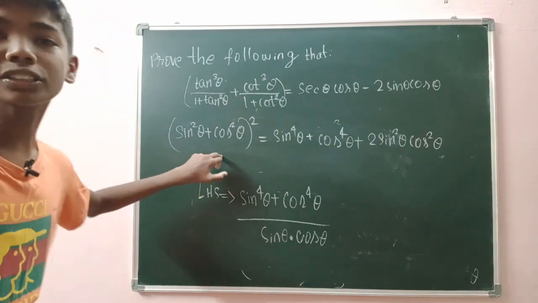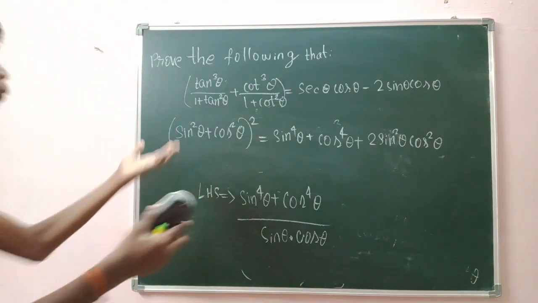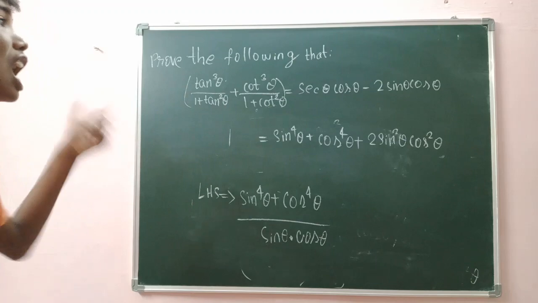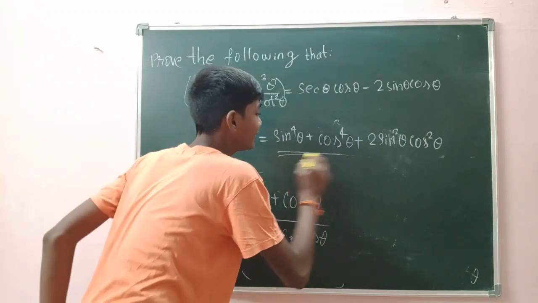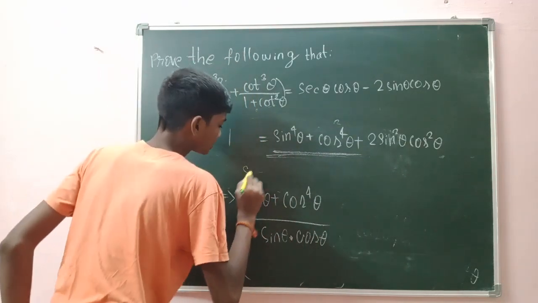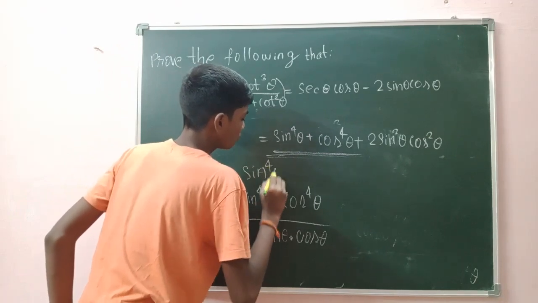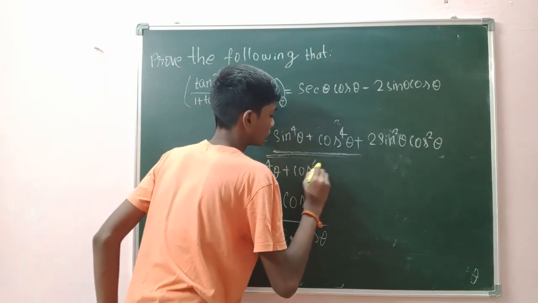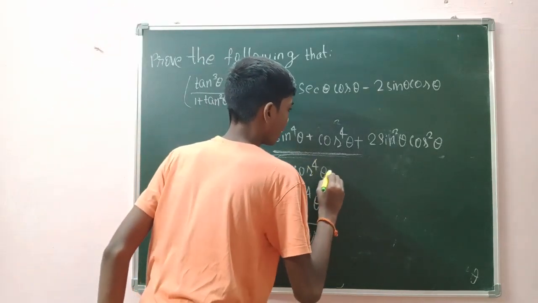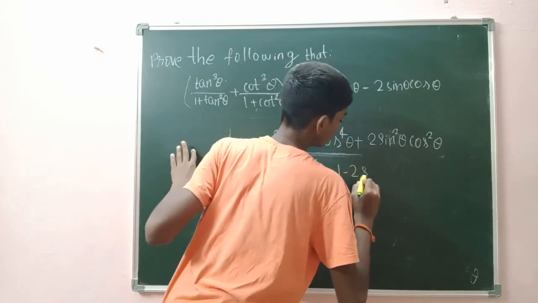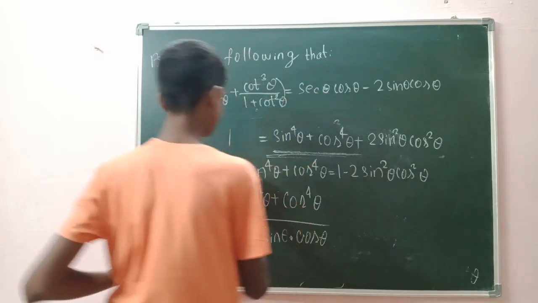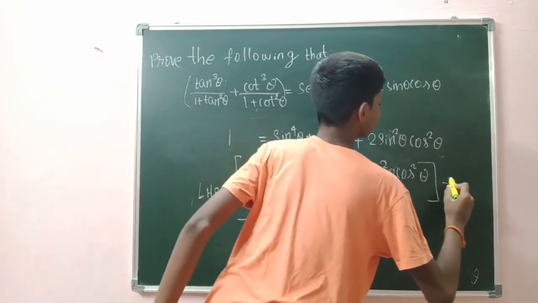What is sin square theta plus cos square theta? It is 1, the Pythagorean identity. So 1 square will be 1 only. So your LHS is 1 for this identity. And for getting these two terms, I can write sin power 4 theta plus cos power 4 theta as 1 minus 2 sin square theta cos square theta. Correct or not? Think carefully and say. So from this, keep this as equation 1.